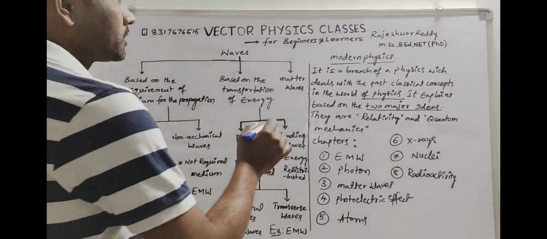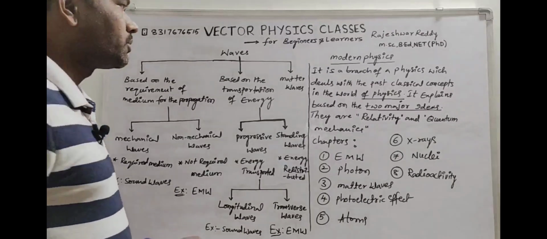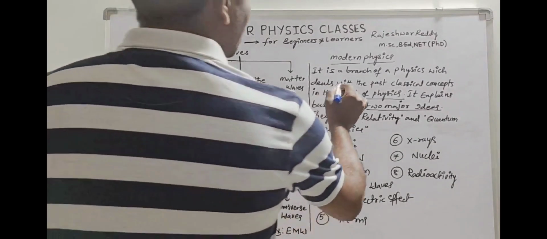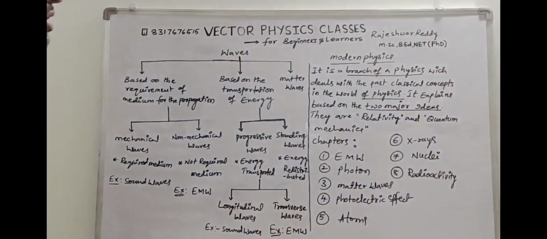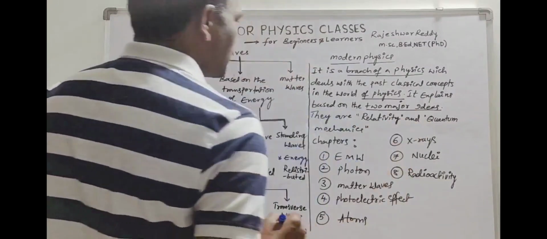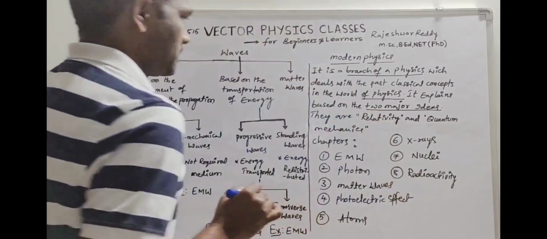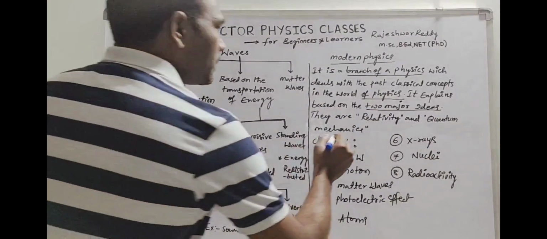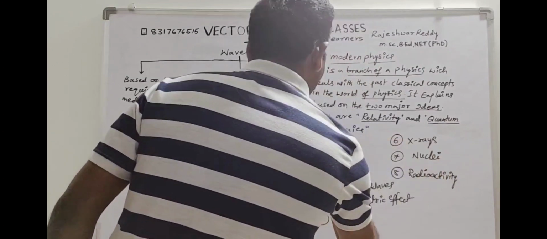In today's class, we'll discuss modern physics. It is one of the main branches of physics which deals with the post-classical concepts of physics. The phenomena are explained with the help of two major ideas. They are relativity and quantum mechanics.